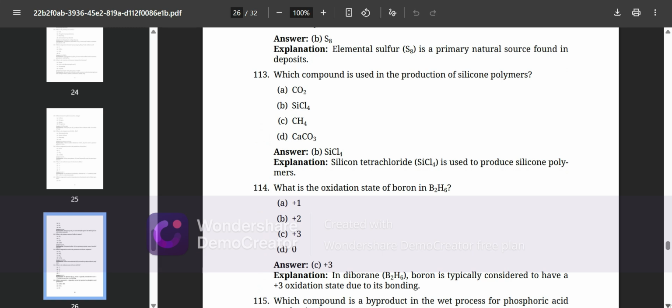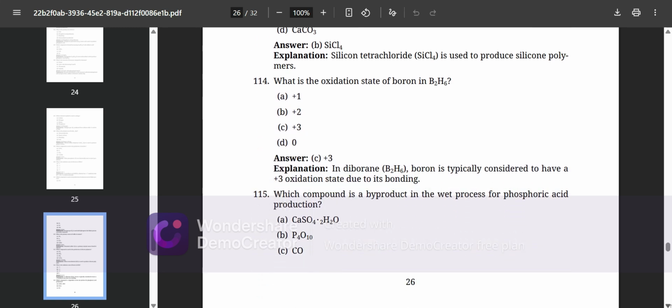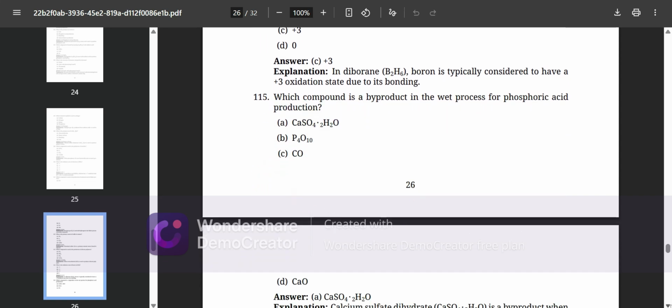Which compound is used in the production of silicon polymers? Silicon tetrachloride, SiCl4. SiCl4 is used to produce silicon polymers. What is the oxidation state of boron in diborane B2H6? +3. Boron is typically considered to have a +3 oxidation state due to its bonding.